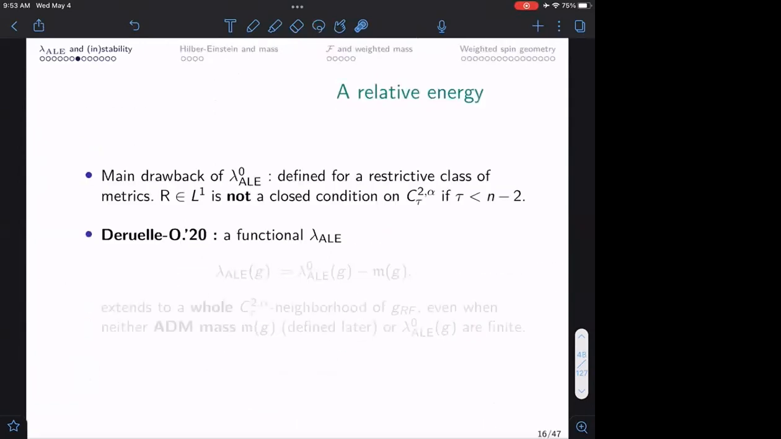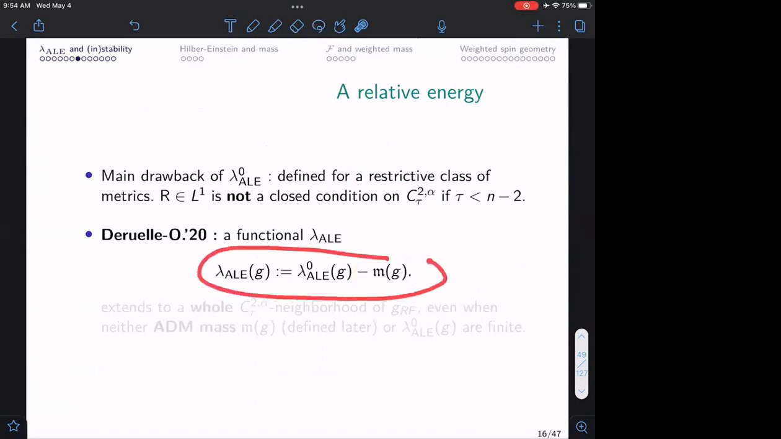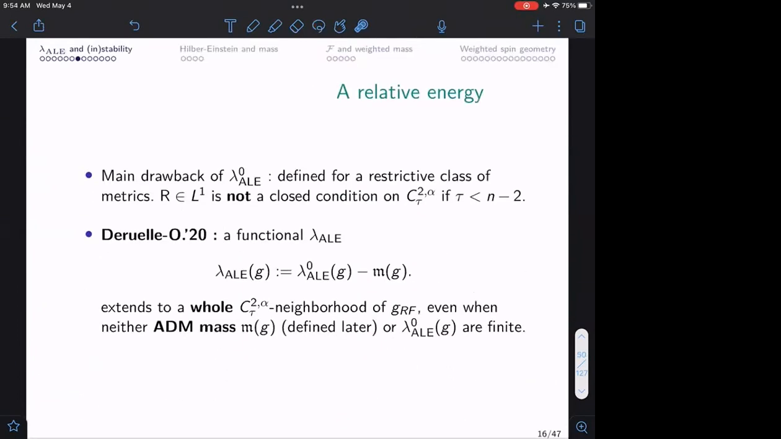But the actual good functional will not be zero, because the actual good functional is to take the difference of this functional introduced by Hasselhofer and subtract mass. I'll give the definition a bit later, but we've already seen it 10 times this week. But subtracting mass from this functional makes it much, much better behaved. And so in particular, in the other case, it was only defined when scalar curvature was in L1. This time, it's always defined in a C2 alpha neighborhood, even when mass is not defined, even when this functional here is not defined. So it extends to a whole neighborhood. And it has some good properties, which I will list here.